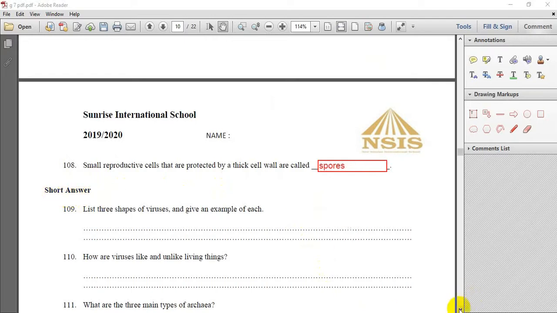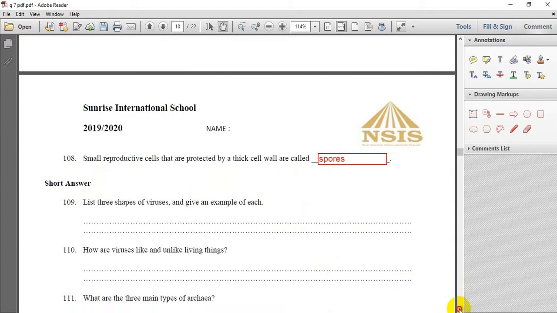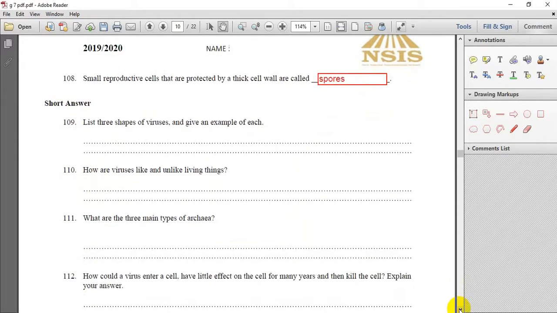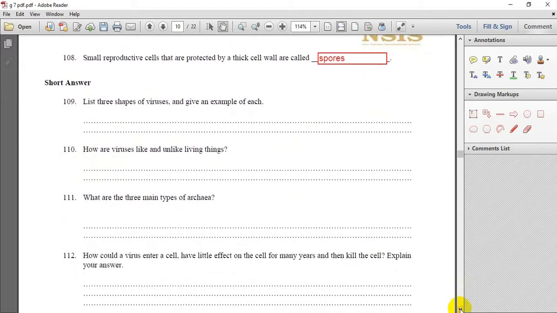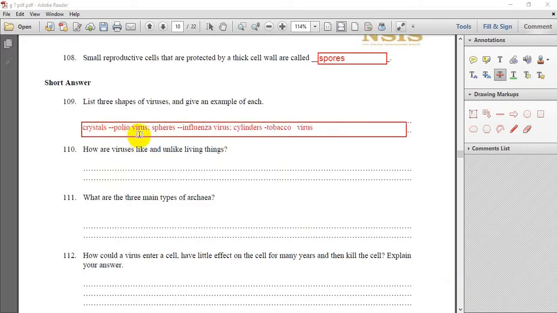Question 109. List 3 shapes of viruses and give an example of each. In this question we have to write 3 shapes of viruses. Actually we have 4, but we will choose only 3, and we have to give an example for each one. Sphere, like the poliovirus. Sphere is like the influenza virus. A cylinder, like the tobacco virus. You can also add spacecraft, for bacteriophage.